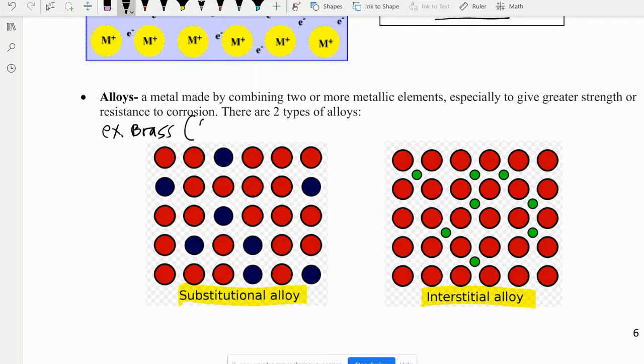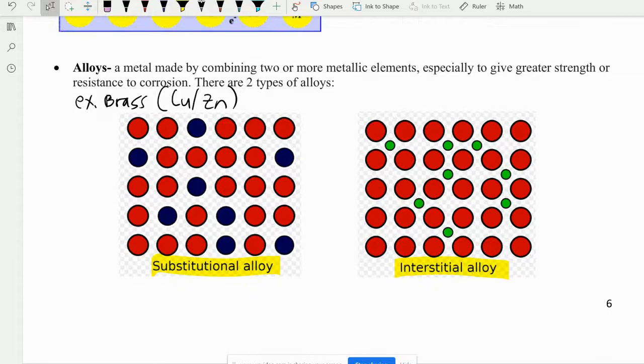And brass is actually made up of copper and zinc. Why don't you pause me for a second and take a look at where copper and zinc are on the periodic table? You should have noticed that copper and zinc are on the same period right next to each other. They have very similar sizes, okay?